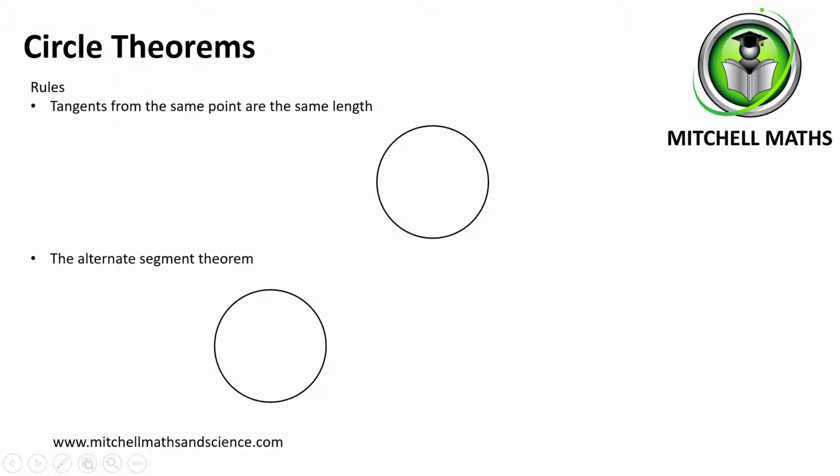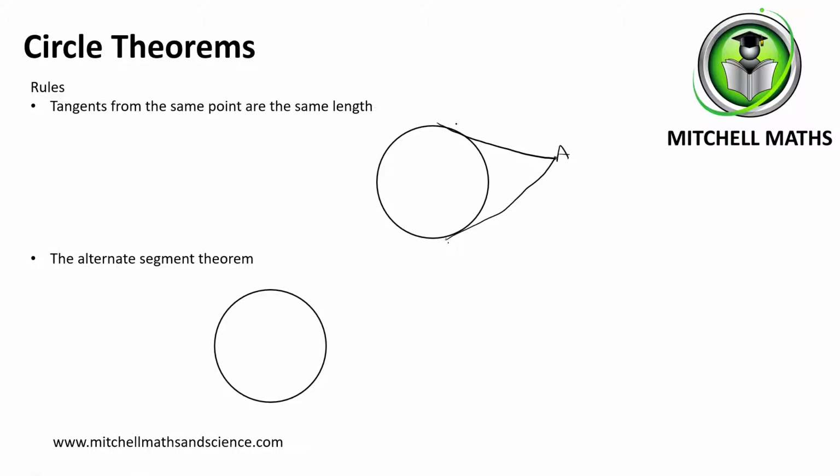And now we're going to have a look at our two final rules. Tangents from the same point are the same length. What that means is if we've got a mark outside the circle, and we've got a tangent coming to it, and then we've got another tangent coming from another point on a circle, we know that those two tangents are going to be the same length.